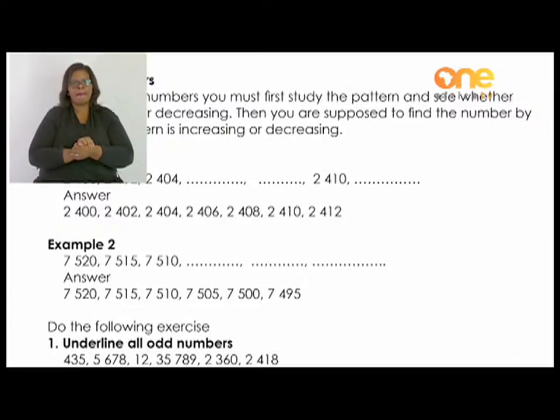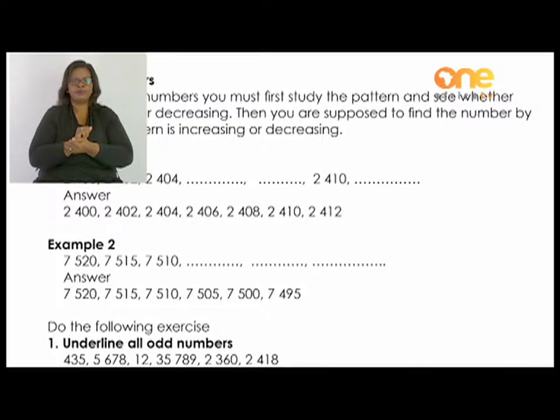Our first number on the second example is 7,520, followed by 7,515. Then the third one, 7,510. If you look at the first two numbers, we are having 20 at the end, then the second one is having 15 at the end. It means our numbers are going down. But for them to change from 20 to 15, it means they are going down by 5.